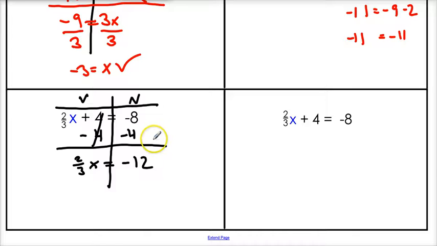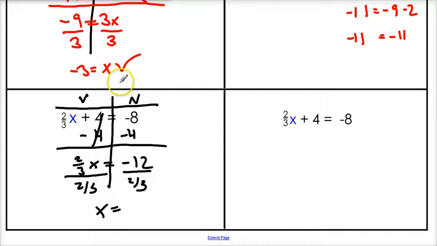Now here's where it gets a little tricky and people get confused and they're like, what do I do now? Well, I'll show you. All you have to do is divide by whatever's in front of x. So what we're going to do is actually divide by 2/3. I know what you're thinking. Can you divide by a fraction? Yeah. Nothing says you can't. So x is equal to negative 12 divided by 2/3.